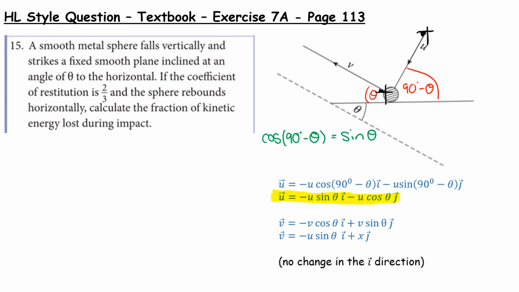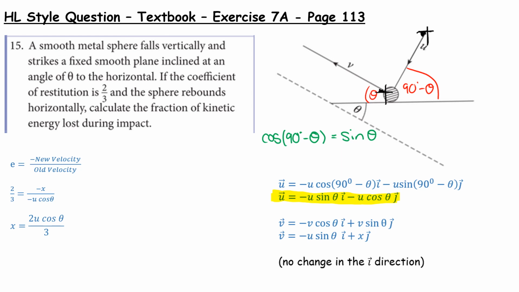Let's work out that x using our Newton's law of restitution formula, which is e is equal to minus new velocity over old velocity. The coefficient of restitution is 2/3, so 2/3 is equal to minus x, minus new velocity, over the old velocity, which is minus u cos theta. I'm only working in the j direction because remember the i's have not changed. So working that through, we get x is equal to 2u cos theta over 3.